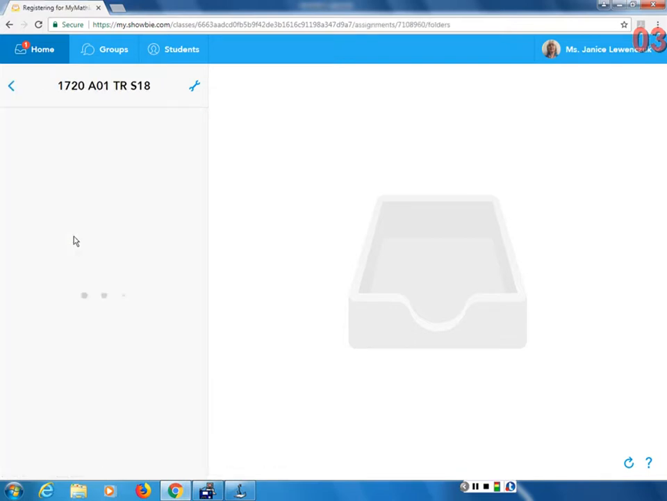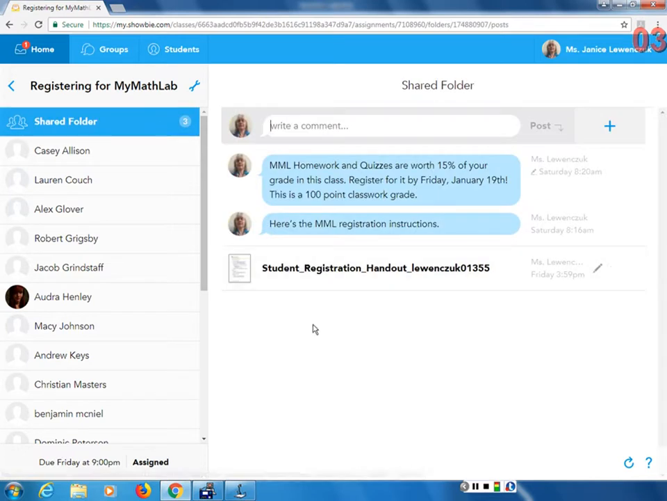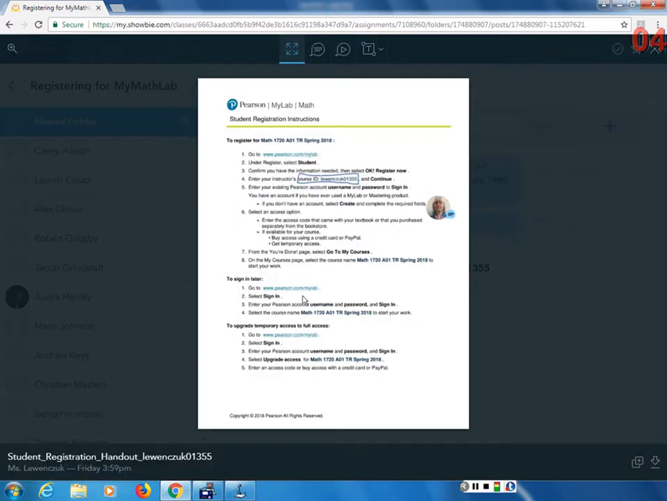My Math Lab. Here's my Math Lab instructions right here. This is the course ID. It's Luenzic, and you may need to use a small L. Luenzic 01355. And this is the instructions. There is no opt-in for math classes this semester. You're using it very rarely. This is the instructions. Double click it.